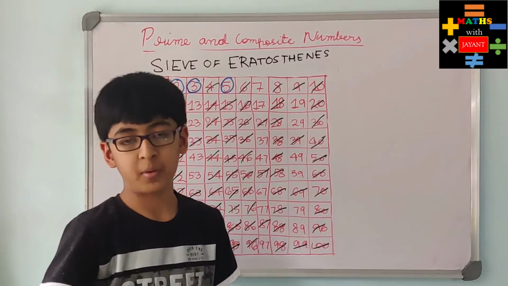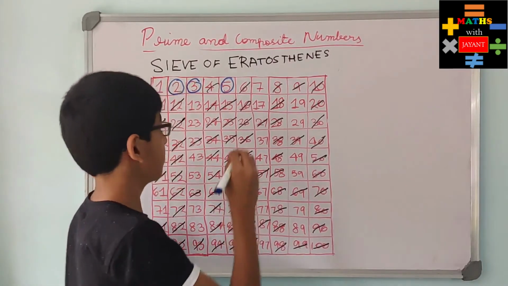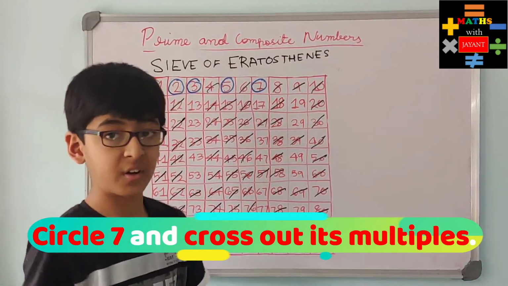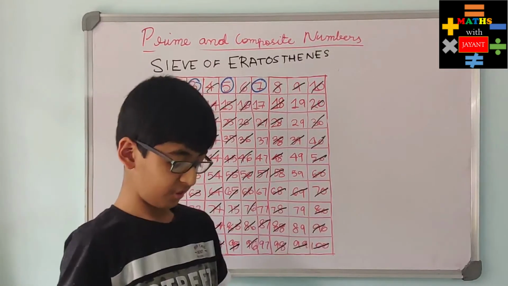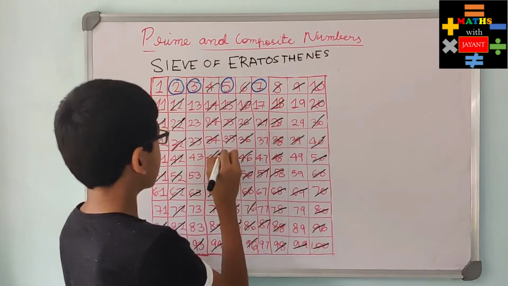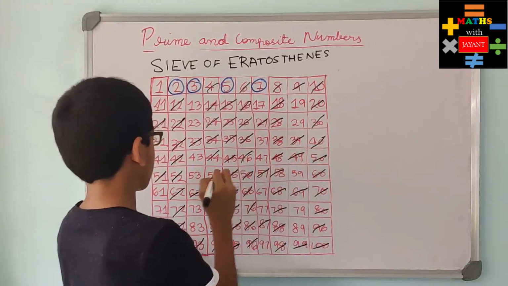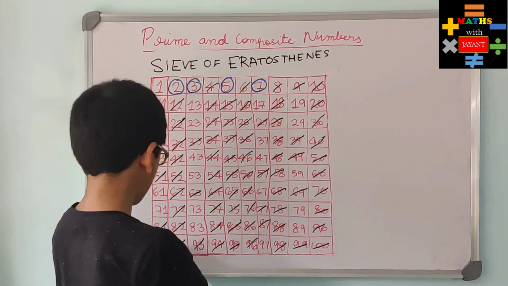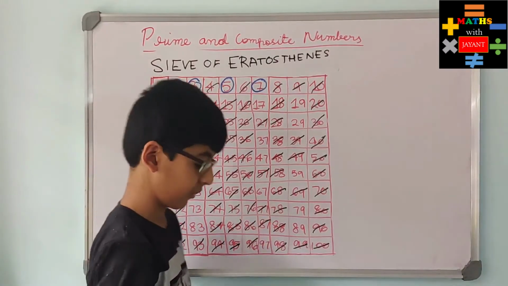Now the last step is a bit tricky. Circle 7 and cross out all the multiples of 7. Now remember the table of 7. So 7, 14, 21, 28, 35, 42, 49, 56, 63, 70, 77, 84, 91, 98 is crossed already.